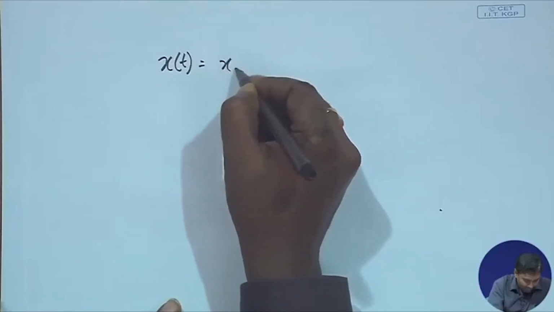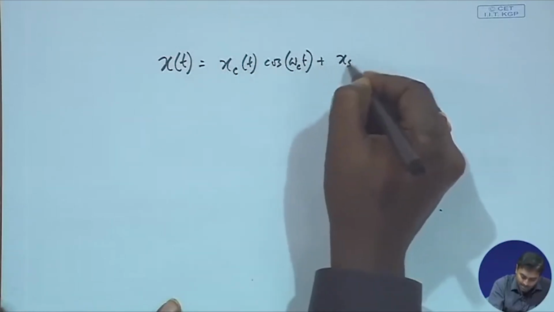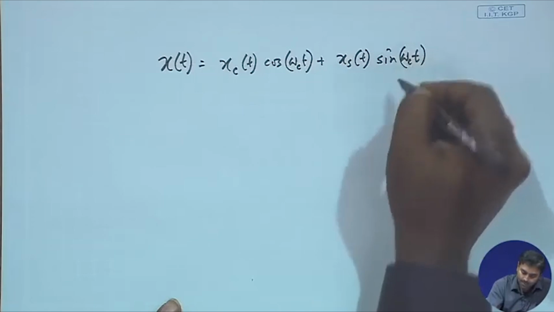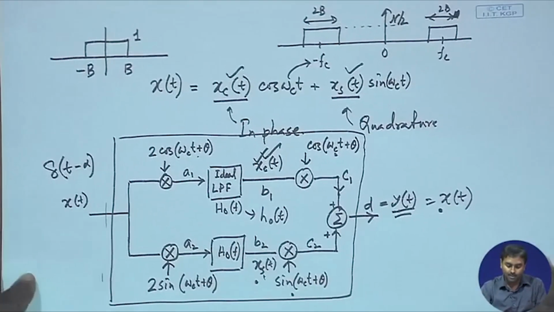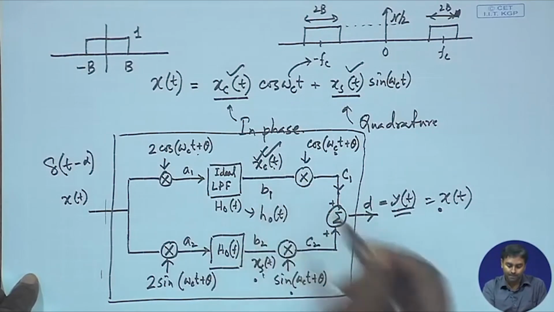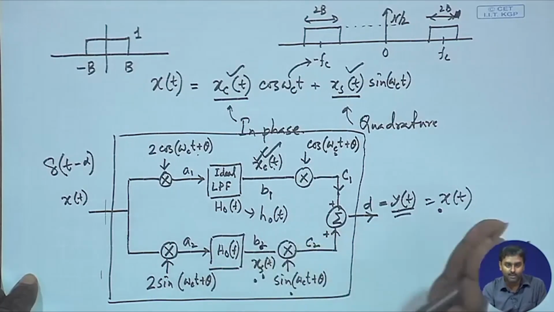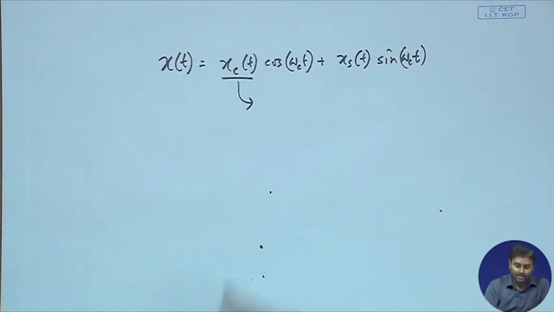So, therefore, finally it came to x t is x c t cos omega c t plus x s t sin omega c t, where this x c t I can actually trace back in my circuit, the circuit we have shown. So, x c t is nothing but equivalent to B 1 and x s t is nothing but B 2. Okay. So, we already know what they are. Now let us try to see what is the characteristics of this x c t.